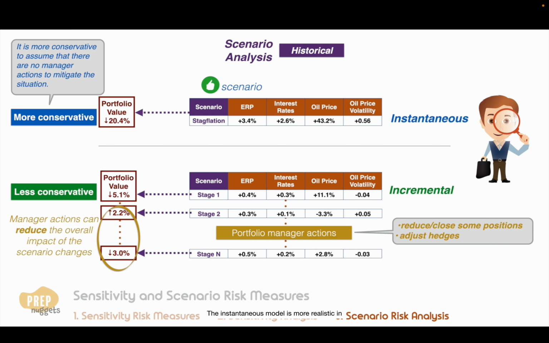The instantaneous model is more realistic in circumstances where the scenario unfolds very quickly, giving portfolio managers little time to react. The incremental model, on the other hand, is more realistic when the scenario slowly unfolds over weeks or months.